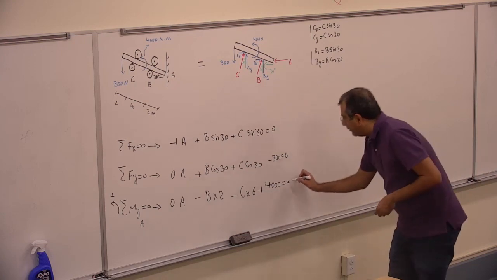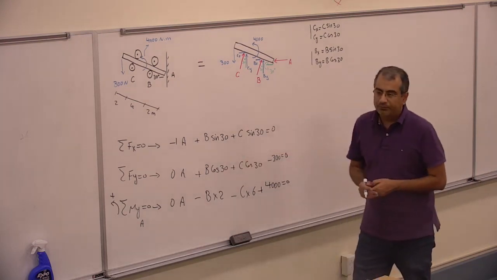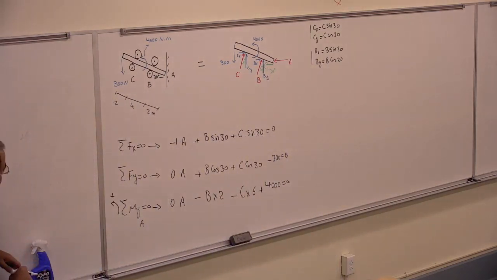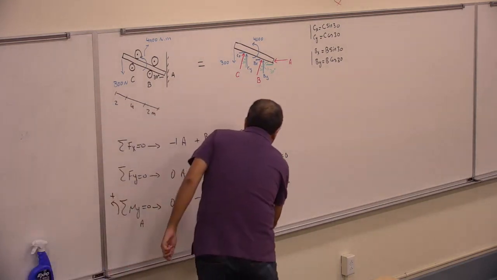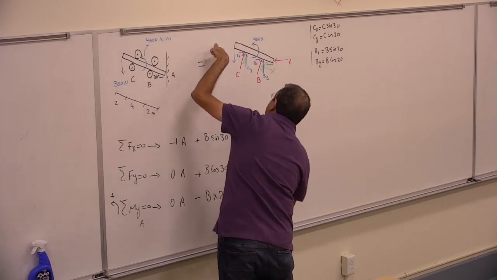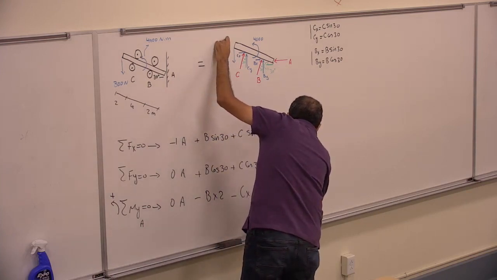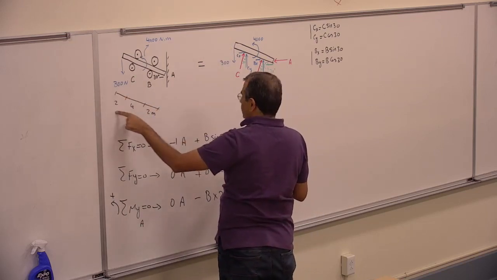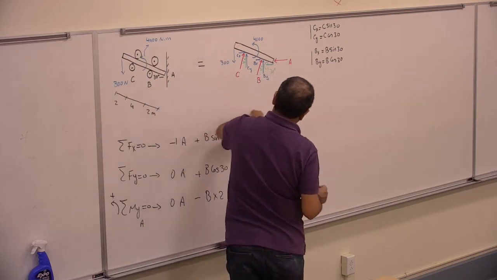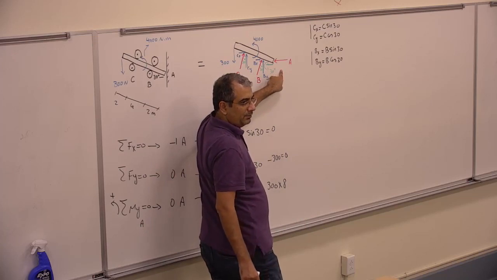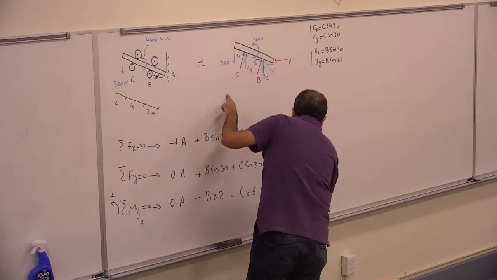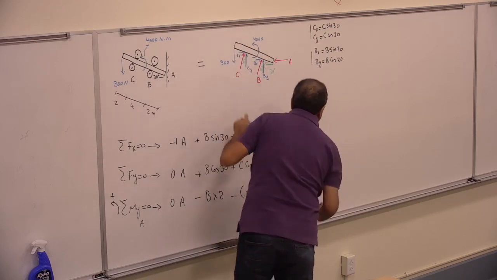So I have the system of equations like this, these three. And then I have the 300. So you have the 300, but the distance is 8. And positive or negative? Counterclockwise. Positive. And then the 4000.